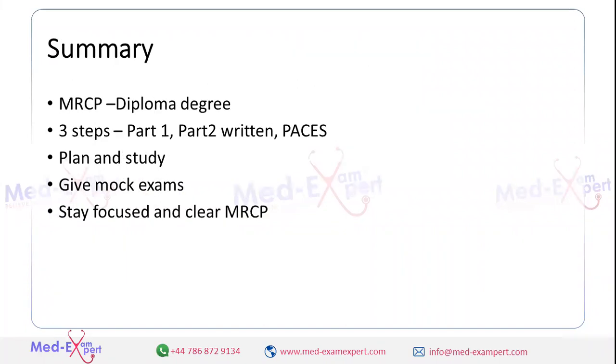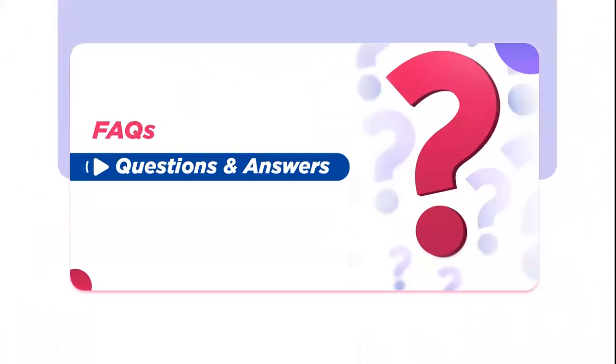Okay. So just to summarize, remember, MRCP is a diploma degree. There are 3 steps in it. You have to always plan and study. Always give a mock exam before you give the real exam. Stay focused, and you can clear the MRCP. I think that's all I had to share with you.